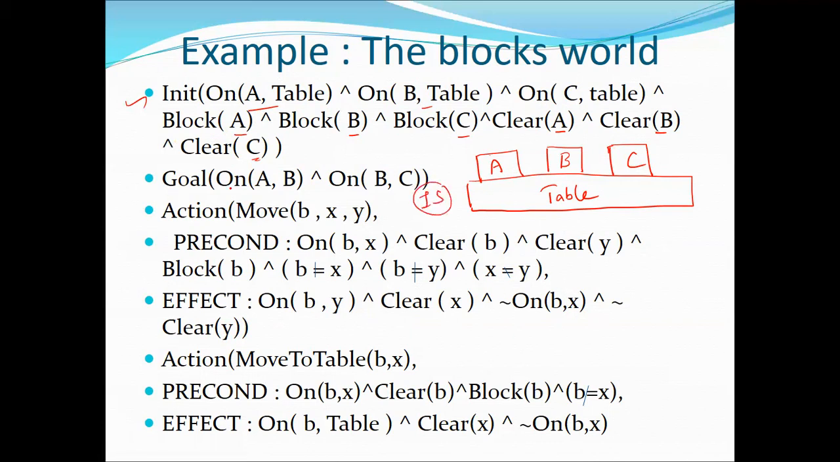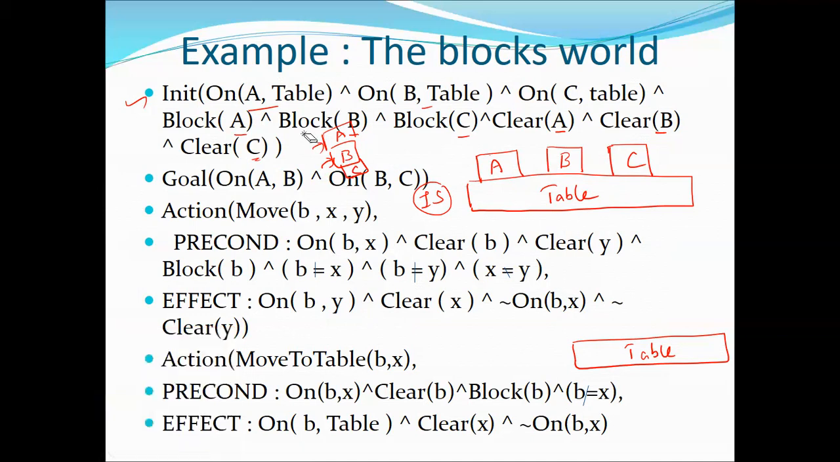Now our goal state is On(A, B) and On(B, C). Here you should be a little careful. On(A, B) means A should be on B, so B is here, then A is here. Then On(B, C) means B should be on top of C, so C should be here. Totally it means that C is only resting on the table, on C you should have B, and over B you should have A. So this is the scenario.